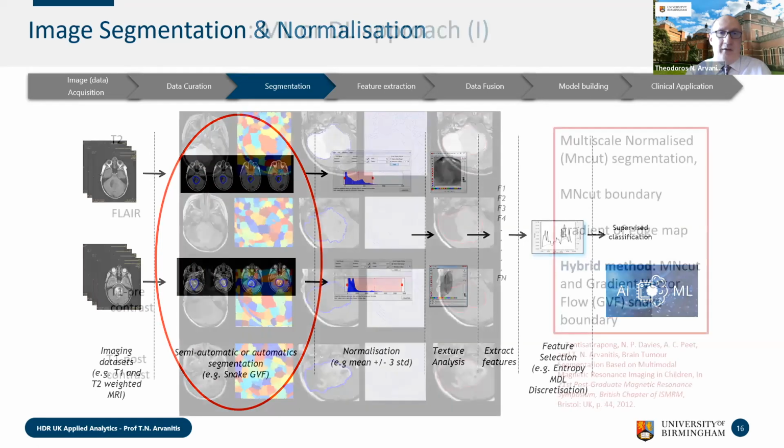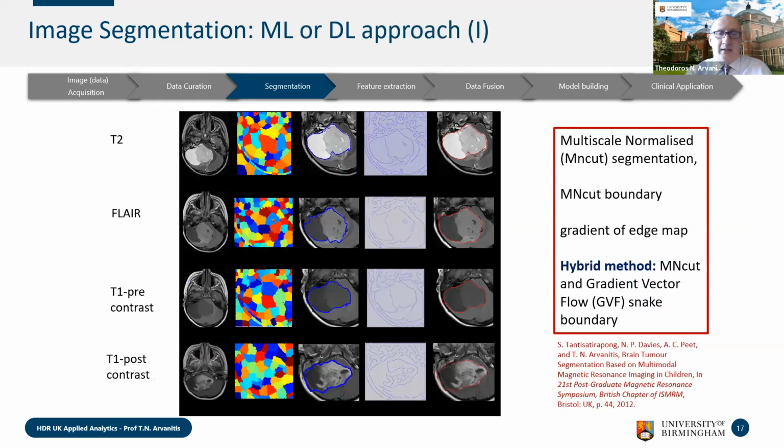And again, for that, we have been also looking at approaches which are based on machine learning, or even, as you will see in a moment, transfer learning based on deep learning, that allow us to segment the tumors in a more accurate way by combining techniques that were based on graph theoretical approaches and gradient vector flow snake boundary approaches as part of the effort we have done.